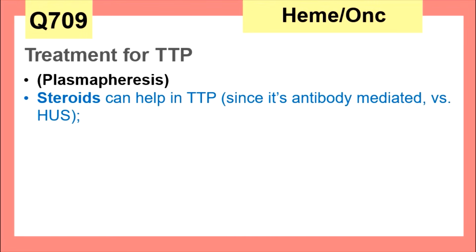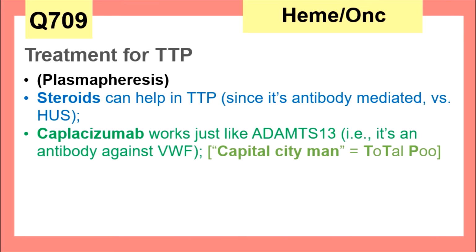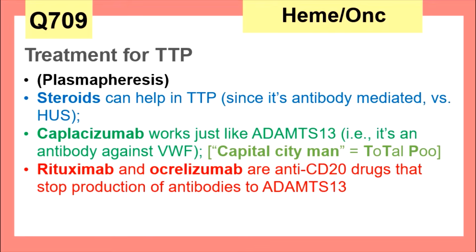Since it's antibody-mediated, this is unlike TTP's sister, hemolytic uremic syndrome. Caplacizumab is a medication which works just like ADAMTS13, an antibody against von Willebrand factor. And therefore, giving this medication kind of works as a replacement for ADAMTS13. Here's a little mnemonic that I had. Capital city man for caplacizumab, total poo for TTP. And rituximab and obinutuzumab are anti-CD20 drugs that stop production of antibodies to ADAMTS13, which may be used.